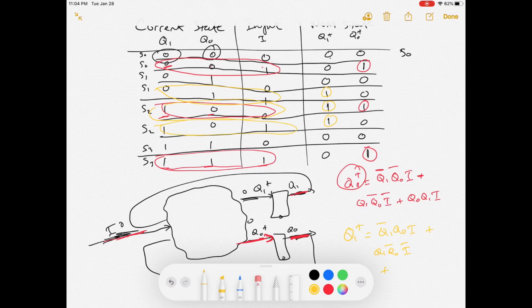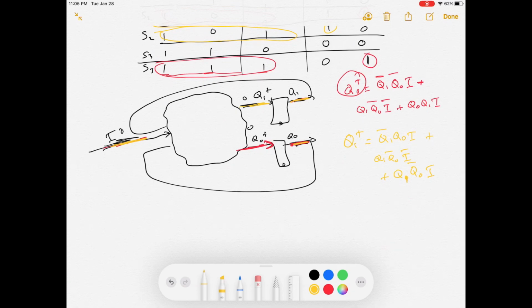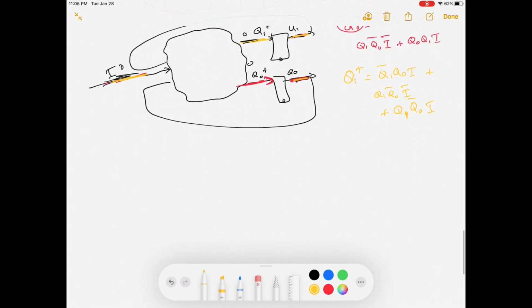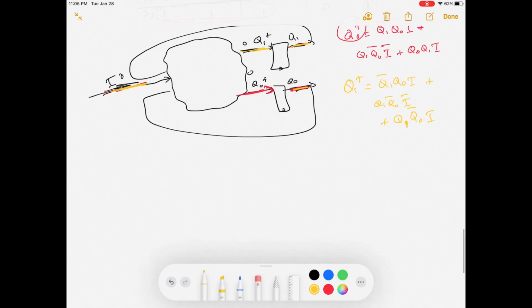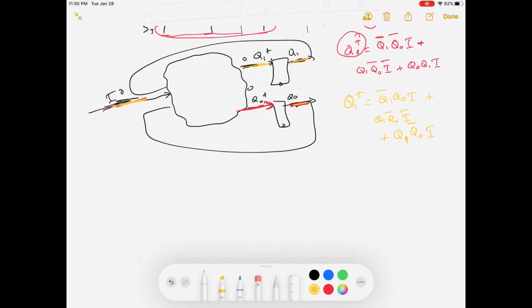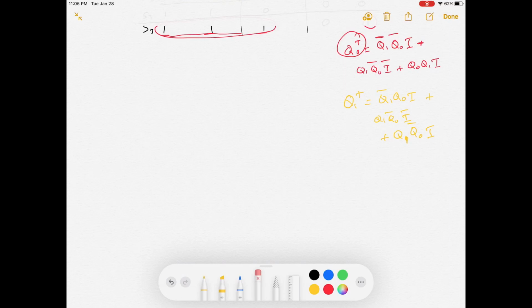And the third one will be 1, 0, 1. So Q1 is there, Q0 is not, and the input is there. So this Boolean function now is representing taking this input, and this input, and giving us as an output the Q1 plus. So now we're going to draw what we just said here. We're going to draw these two Boolean functions into a full circuit that uses flip-flops. So we're going to start with our 2 D flip-flops.